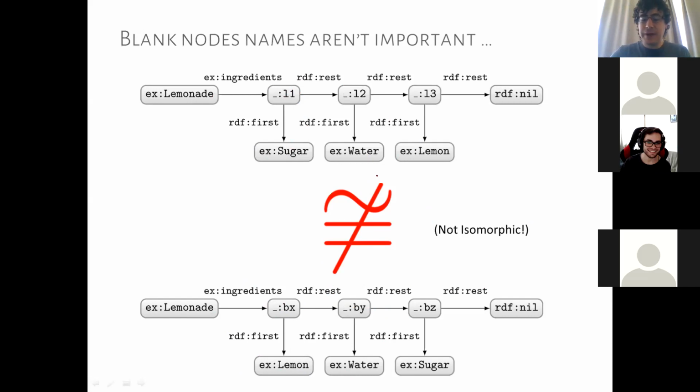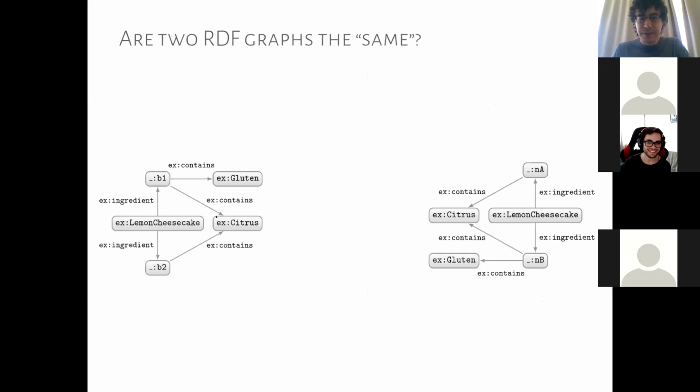We have to be able to make one graph into the other by relabeling or renaming the blank nodes in a one-to-one manner. So we can map L1 to be X, L2 to be Y, L3 to be Z, and we have exactly the same graph. That's not the case here. So we have this notion of isomorphism, which you might have seen in another course, graph isomorphism. It's the question of whether two RDF graphs are the same.